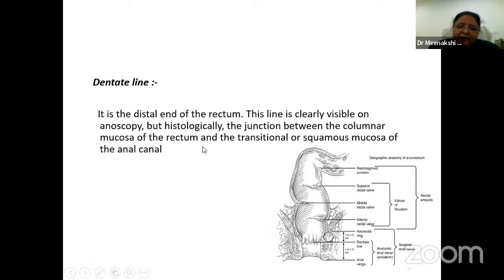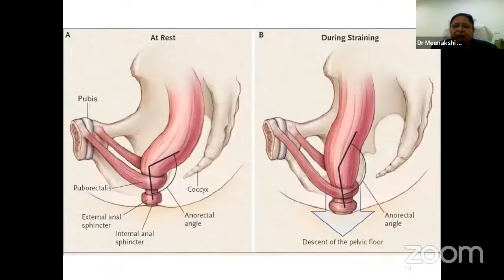Now, what is meant by dentate line? It is the distal end of the rectum, and this line is clearly visible on anoscopy, but histologically it is the junction between the columnar mucosa of the rectum and the transitional or squamous mucosa of the anal canal. Again, this concept is very important to understand.